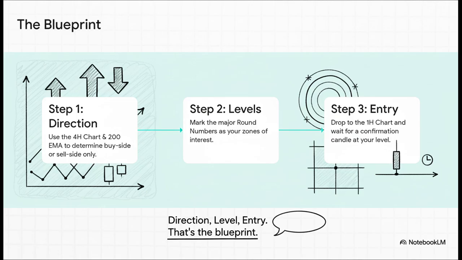Step 1. Go to your 4-hour chart. Use the 200 EMA to find your direction. Are we buying or are we selling? Step 2. Mark the major round numbers on your chart. These are your zones of interest. And step 3. Drop down to the 1-hour chart and wait patiently for a confirmation candle pattern right at your level. Direction, level, entry. That's the blueprint.